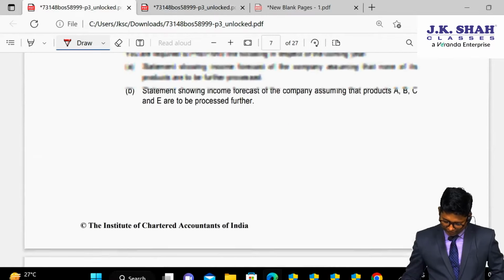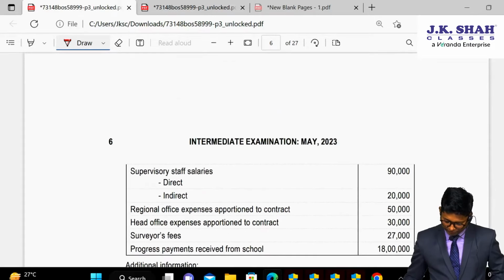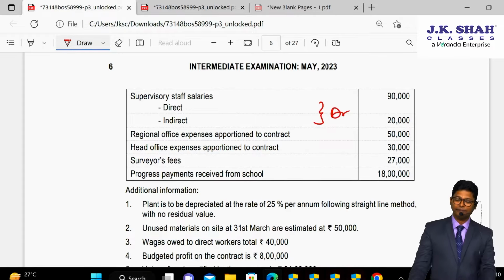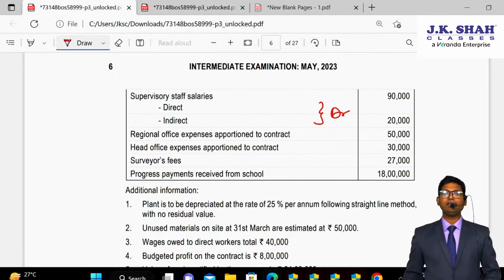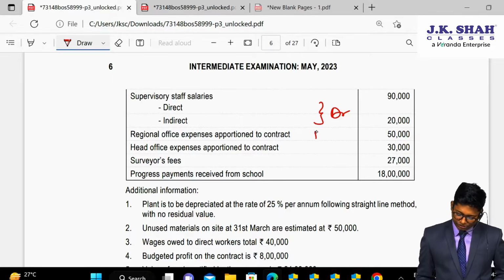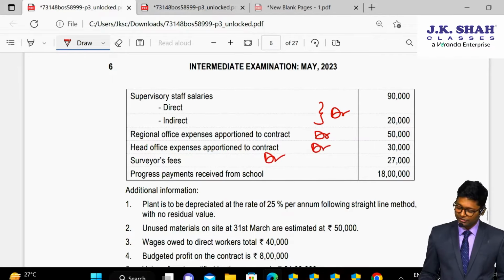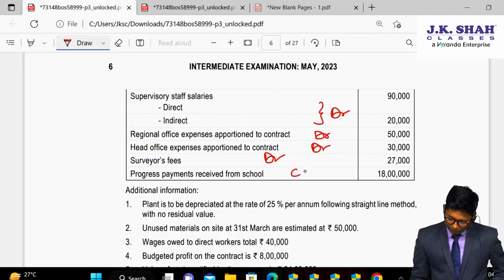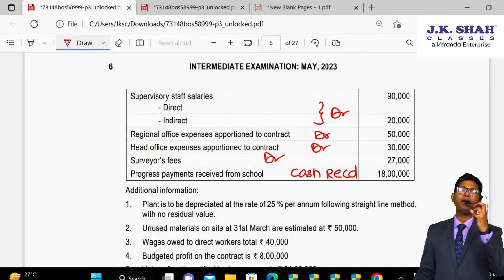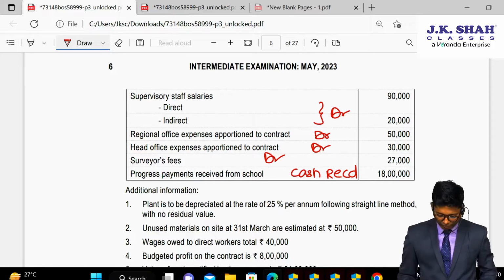After that, next item is given. If you see, the next information covered in the question is supervisor staff salaries. Direct supervisor, indirect supervisor, both are the supervisors, both of them are getting paid, and both these salaries are related to your contract, that's why to be debited. Regional office expense, a portion to contract, and that's why it is to be recorded on the debit. Progress payment received is cash received by the contractor. This is the part of payment which is received, and part of payment is a part of work certified which is received by the contractor.